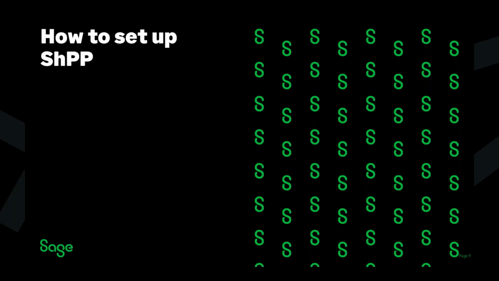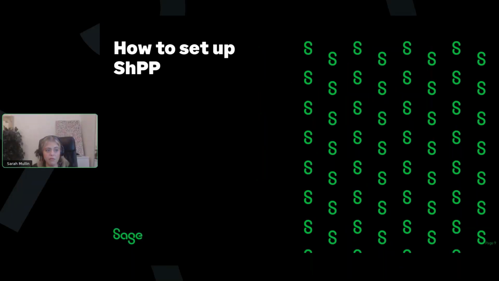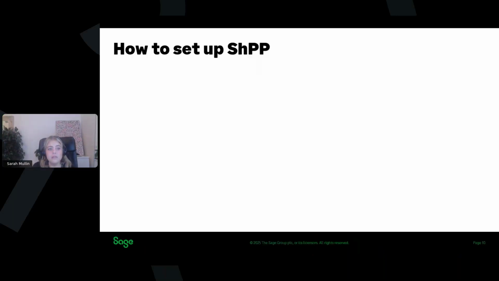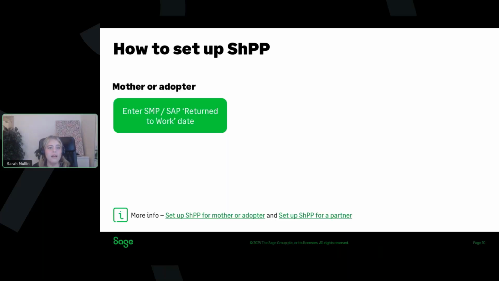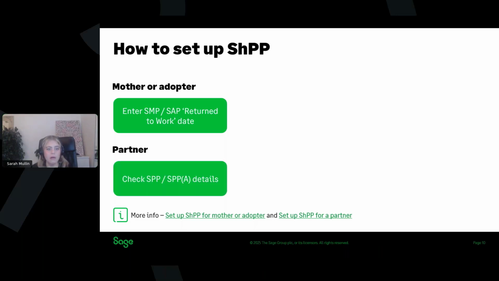What we'll do now is run through a little bit of a recap of what we've just seen. I know it's a lot to take in and there's quite a lot of different ways that they can split the leave. So I do just want to recap that to really cement what we've gone through today. So for the mother or adopter, we've entered the SMP or the SAP return to work date. Or for the partner, we have checked the SPP details to make sure they're eligible.